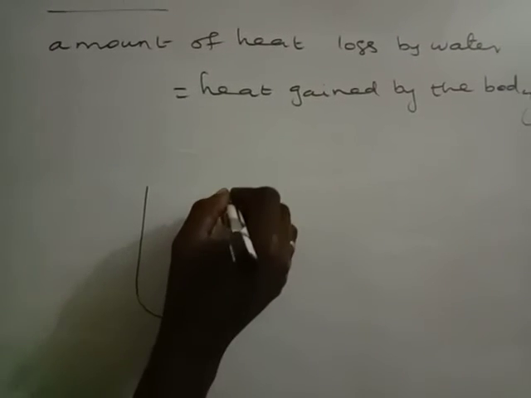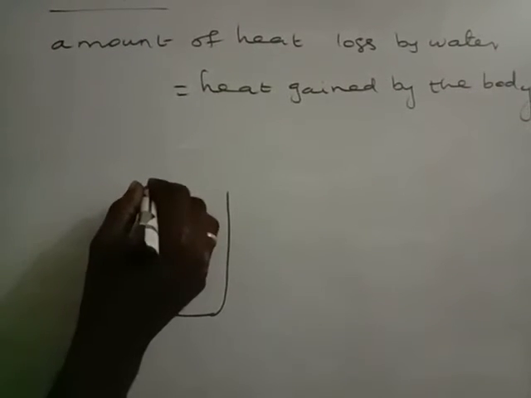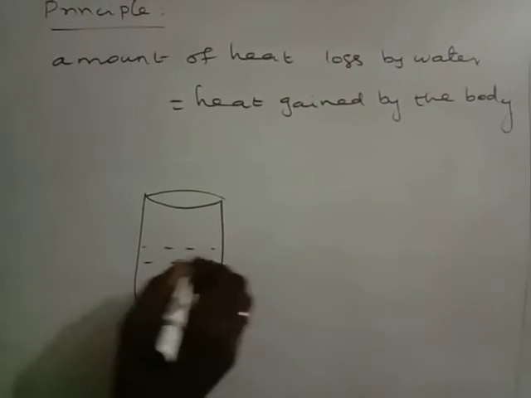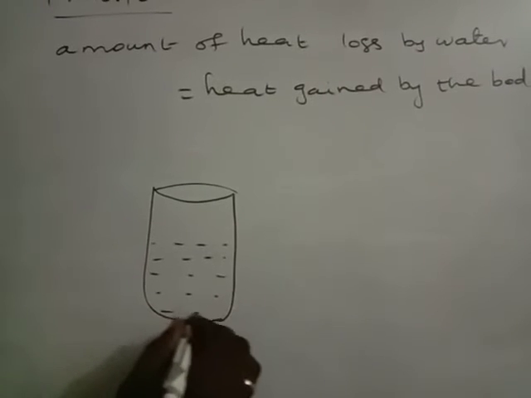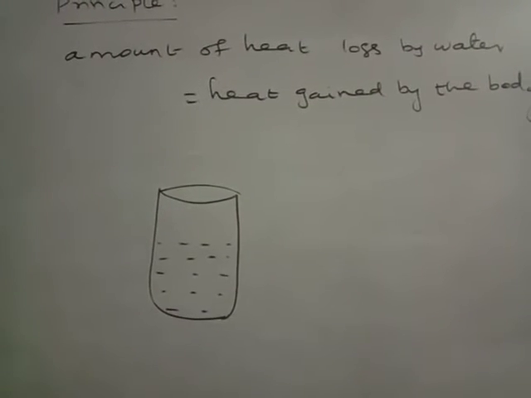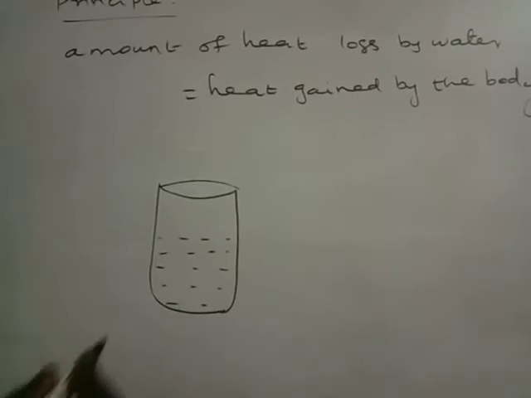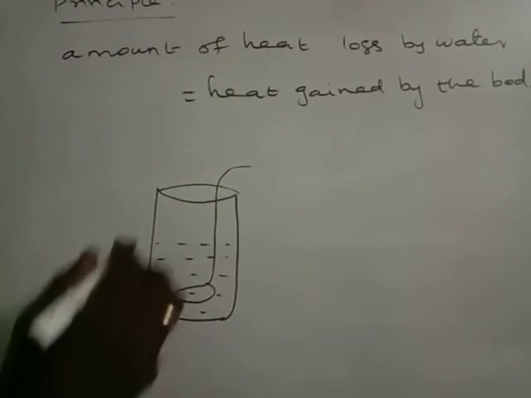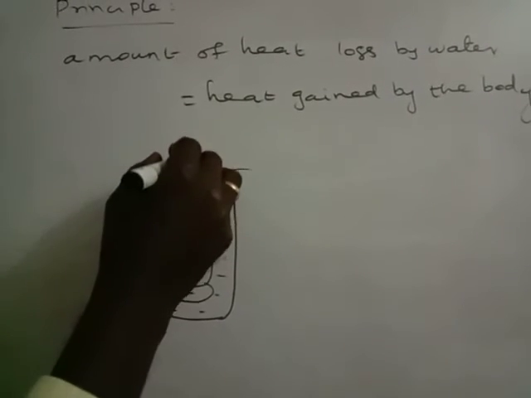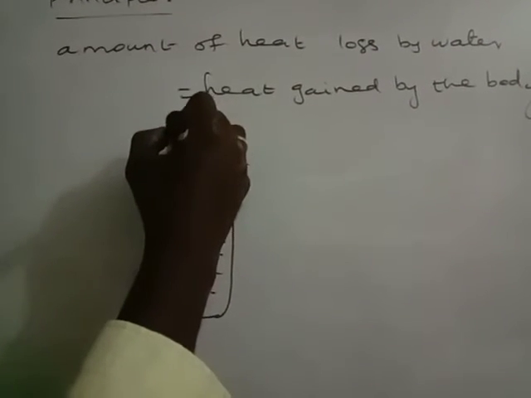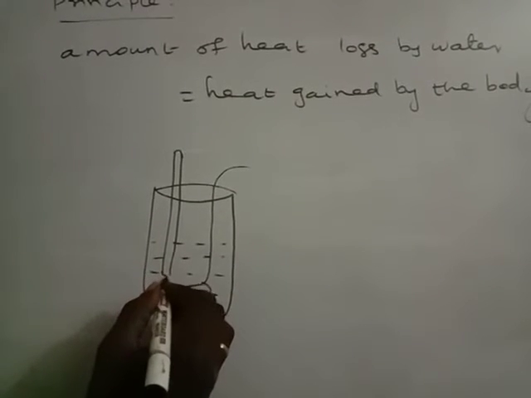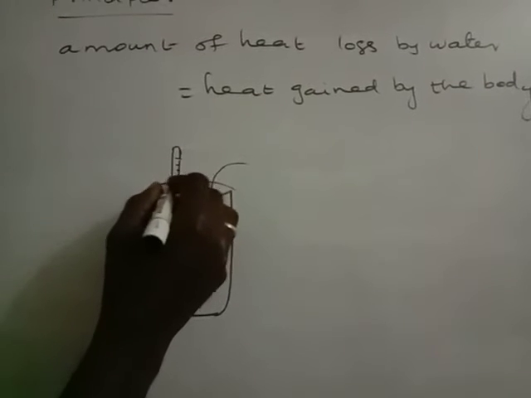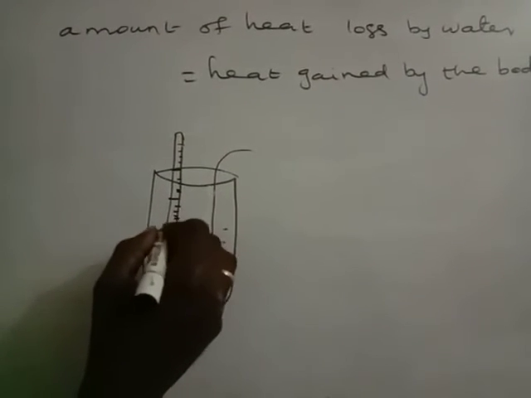So the calorimeter contains a copper vessel. Hot water is filled inside. They are covered by the lid. The lid has two holes. The stirrer is inserted into one of the holes, and the thermometer is placed inside the copper vessel through another hole, so the temperature can be read on the scale.